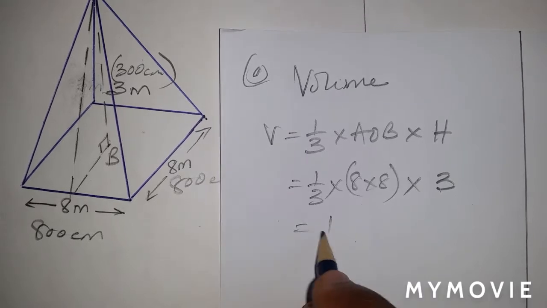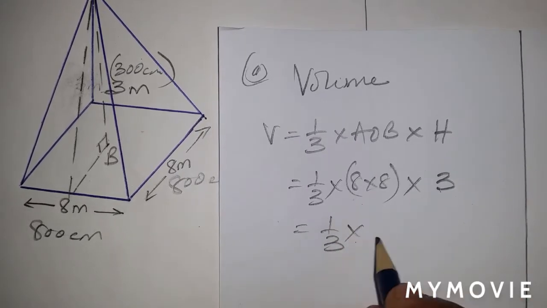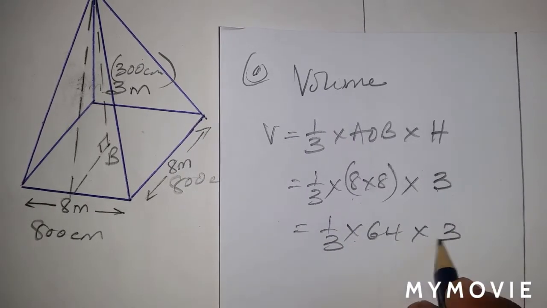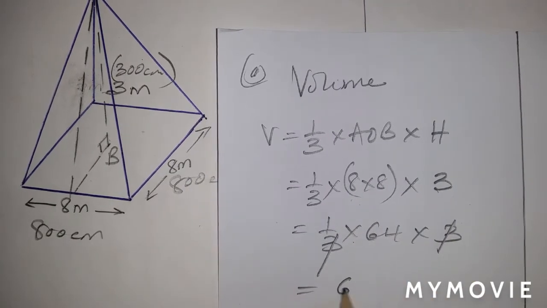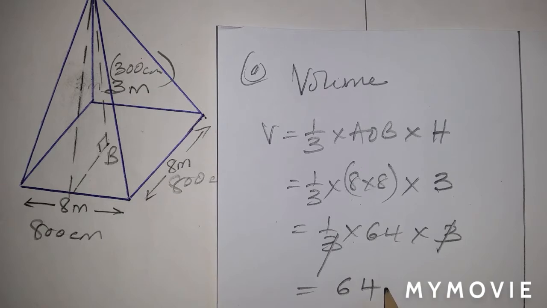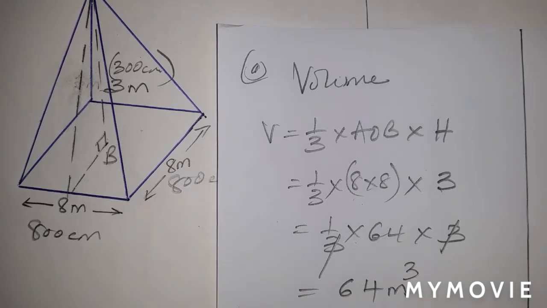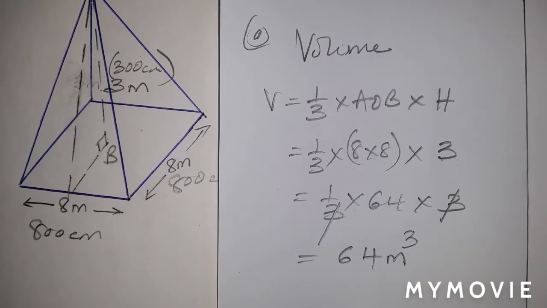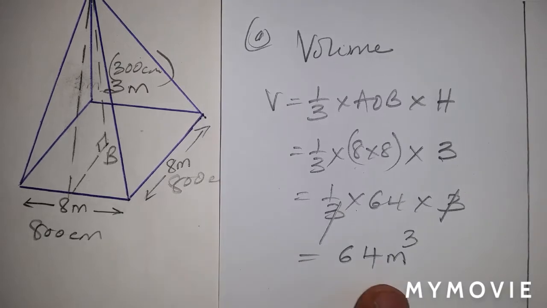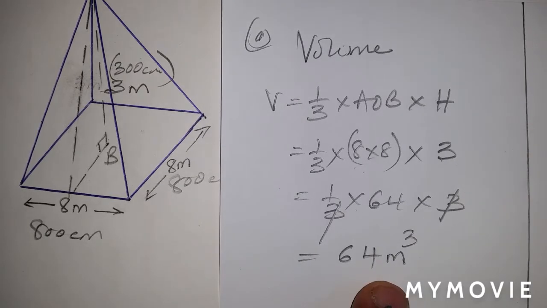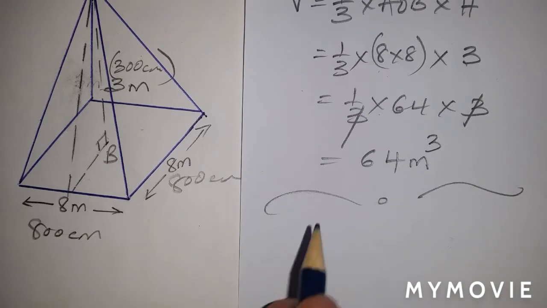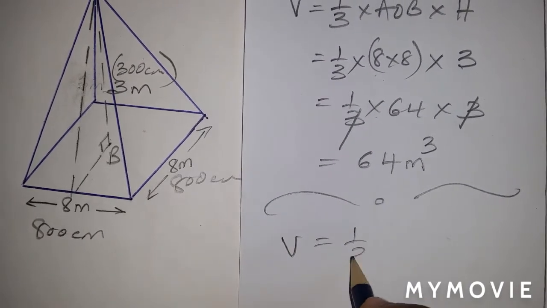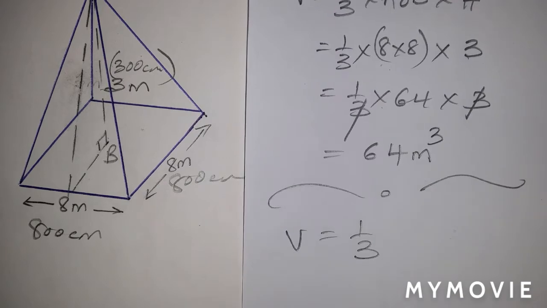Okay, so this is a third. 8 times 8 is 64. So what we have here, this 3 can cancel this one. So we have a volume of 64 meters cubed. So the volume of the pyramid is 64 meters cubed. Okay? Now, I'm just going to put that aside here because what I want to also emphasize is the volume in centimeter cube if we require that.